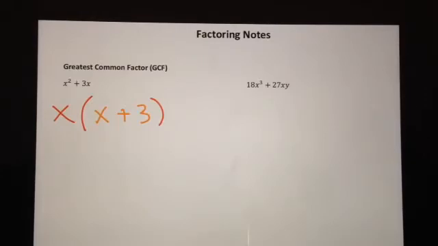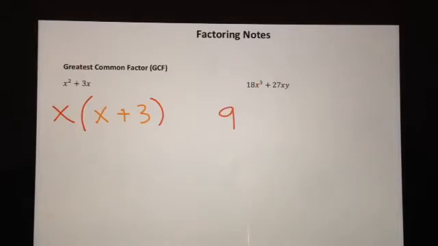The second example is a little bit more difficult. So if we have 18x to the third plus 27xy, we're just going to look at each part of it. So first, if you look at 18 and 27, hopefully you'll notice that 9 divides in evenly to both of those. 3 divides into both of those, 6 does not. So 3 does also. The reason we're not going to use 3 is because it is not the greatest common factor. The greatest common factor would be 9. So in the front I'm going to write 9.